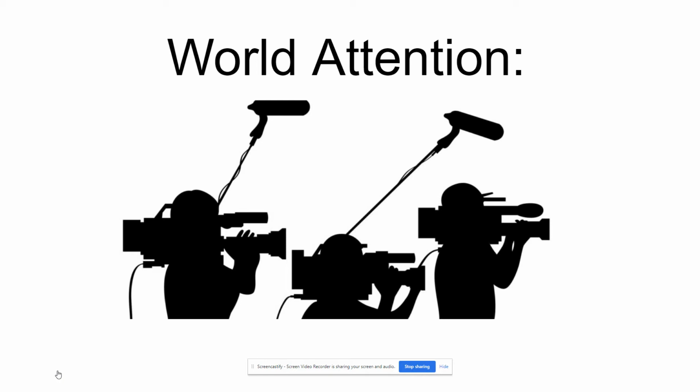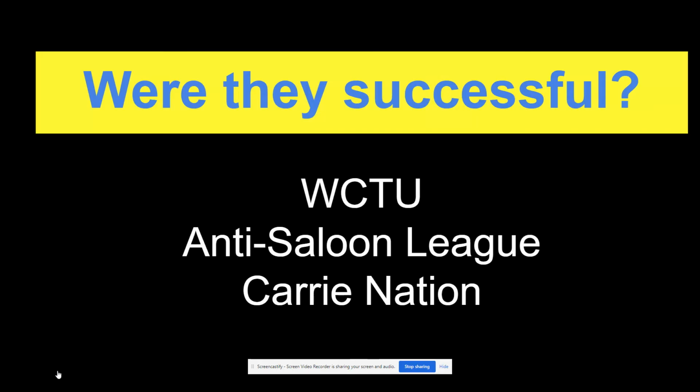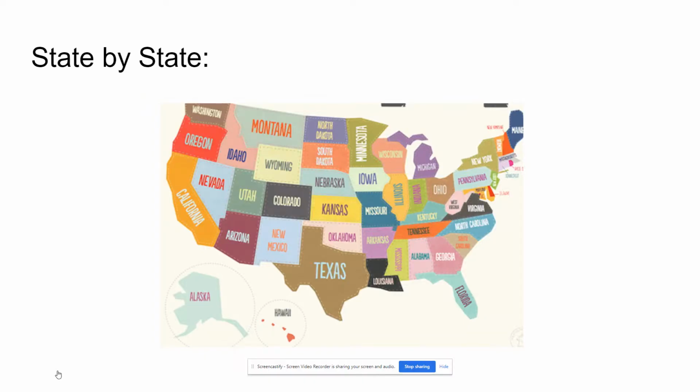do something good. Is violence ever acceptable? And I would tend to say no, but there are exceptions maybe. Our revolution for one, who knows? Now, were they successful? The Women's Christian Temperance Union, the Anti-Saloon League, Carrie Nation? Now, state by state, they start making progress.